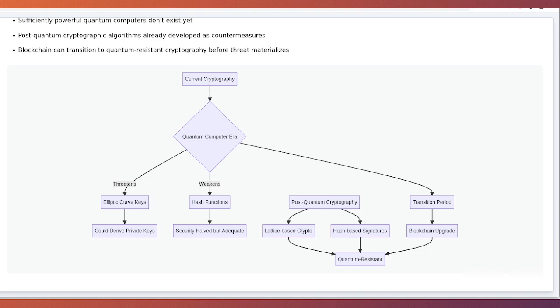Post-quantum cryptographic algorithms already exist, based on mathematical problems that even quantum computers cannot solve efficiently, such as lattice-based cryptography or hash-based signatures. The transition to quantum-resistant cryptography will be complex but feasible, likely happening gradually as quantum computing progresses.